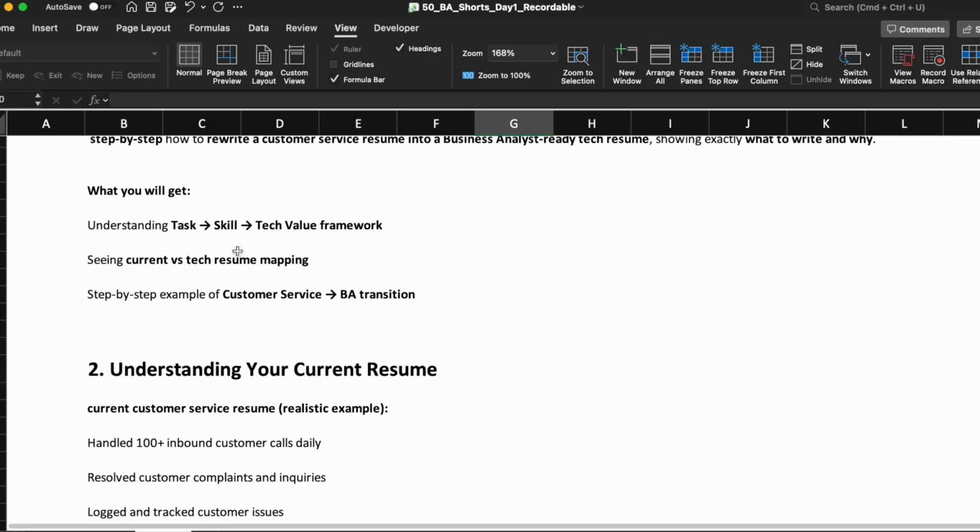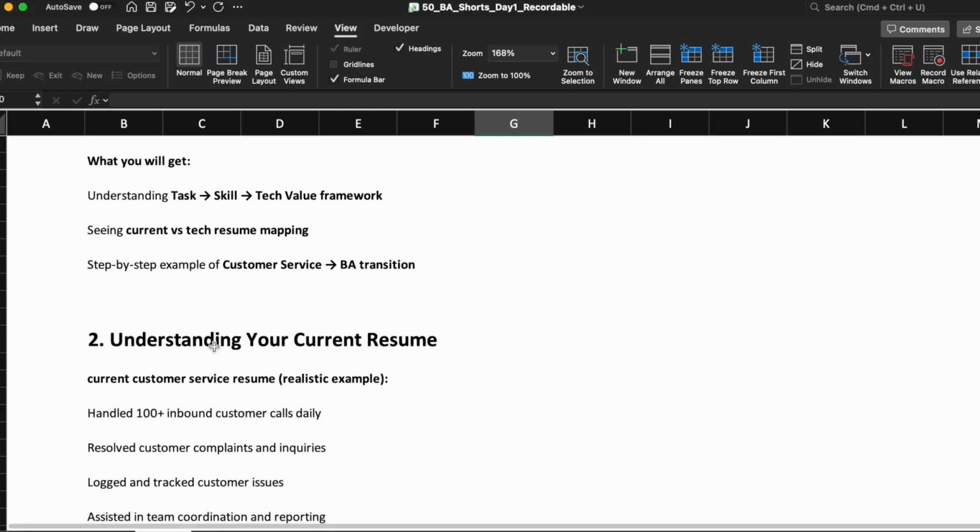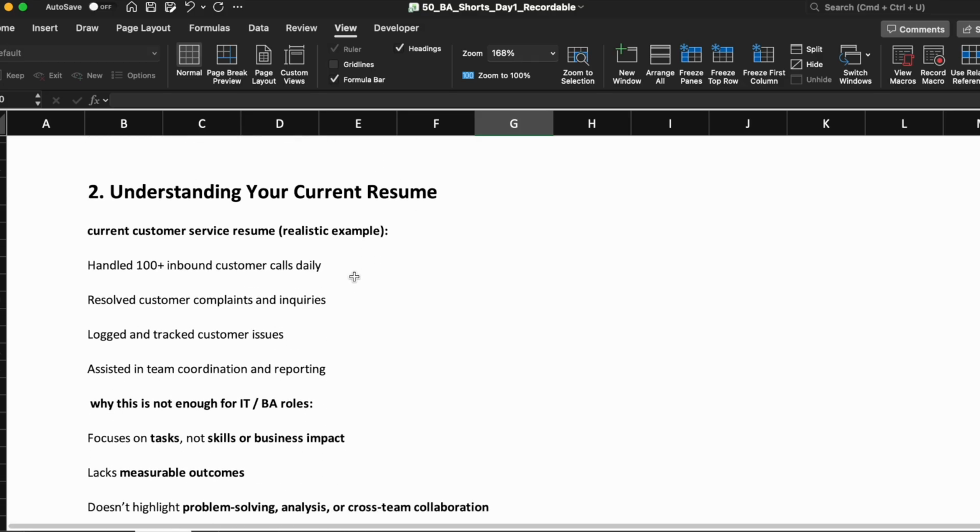What is this tech value framework? So we will see the current versus tech resume mapping. We will see your current job responsibility, and I'm going to show how you can do the mapping and format your resume into a business analyst role. We are going to take a step-by-step example of a customer service resume, and we are going to write a BA transition resume. So first step, understand your current customer service resume.